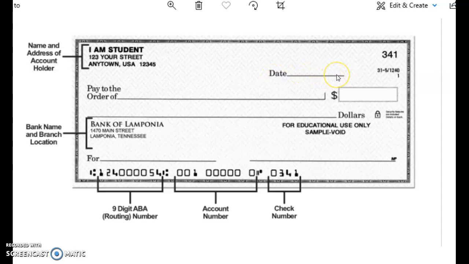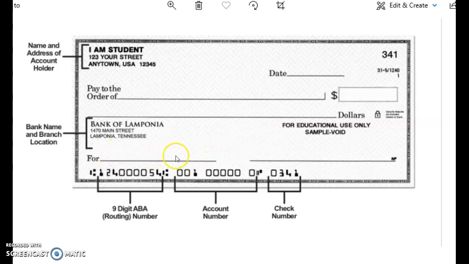There's always a space for the date. Pay to the order of. This is who receives the check. So you can write it to your grandmother, to your friend, to a business, or to a store. This is the amount in numbers, the numerical representation of the money that you want to send to somebody. And then you're going to rewrite it in words right here. And you've probably seen your parents do this, okay?